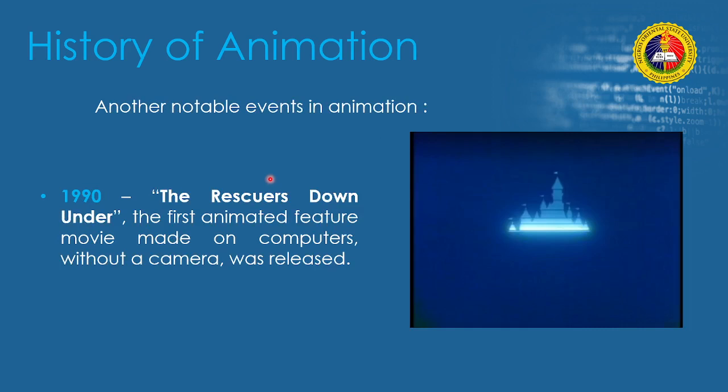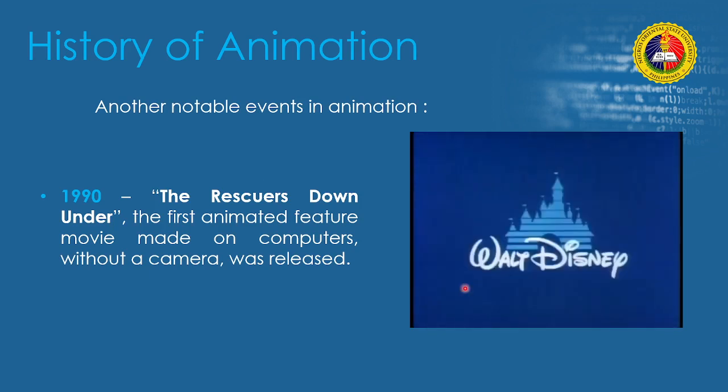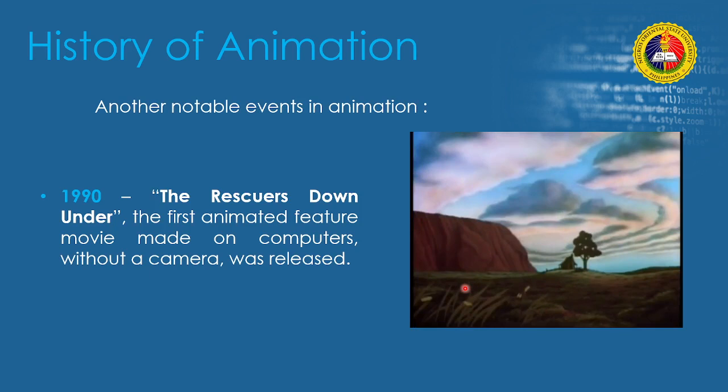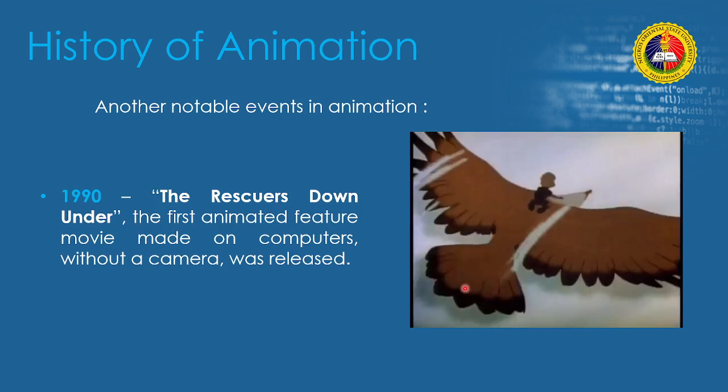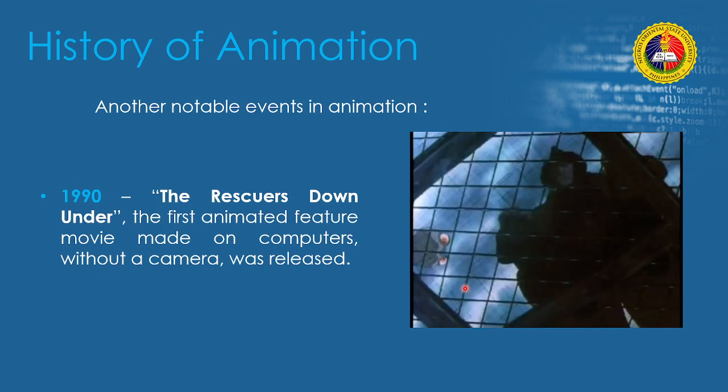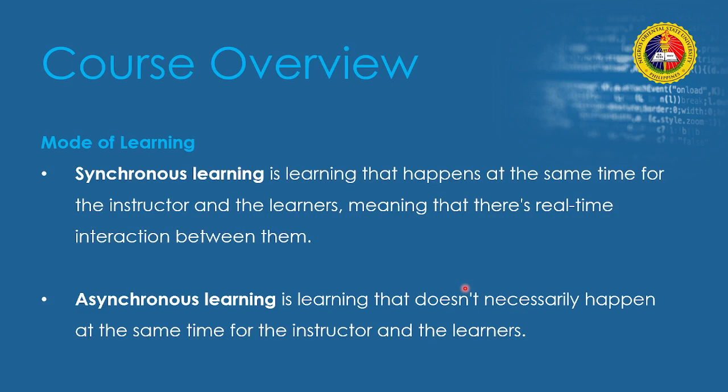Alright? Okay. And then in 1990, The Rescuers Down Under, the first animated feature movie made on computers without a camera, was released. So if you can remember, it was in the 1990s when computer animation software was developed. So all the Disney animation movies after 1990 are made using computers. This is one of the examples. This animation was done using computers. Okay, so that's it.